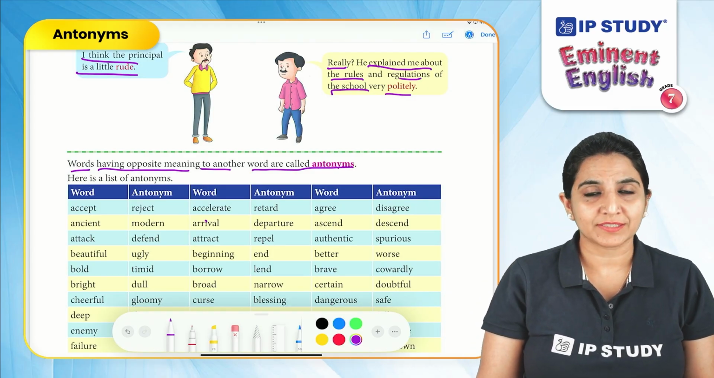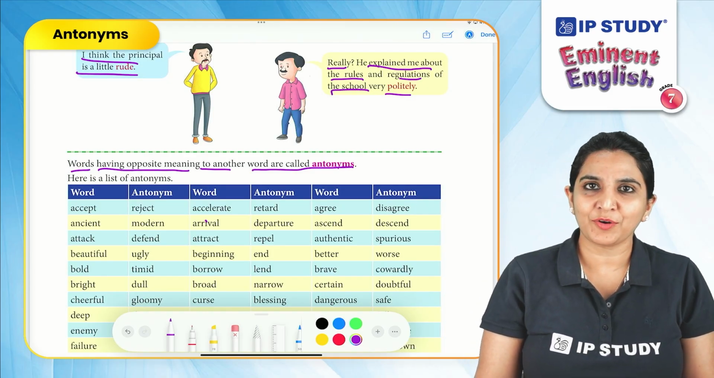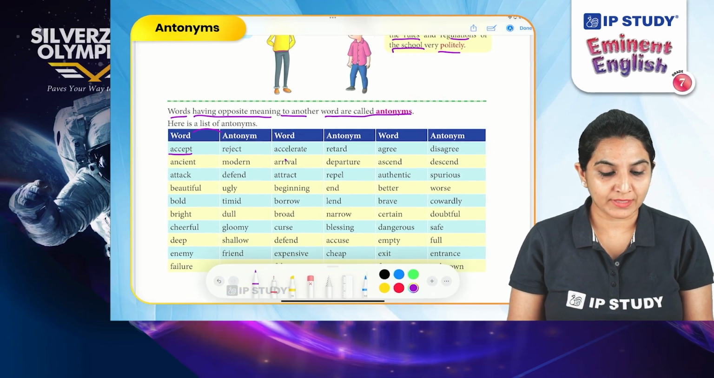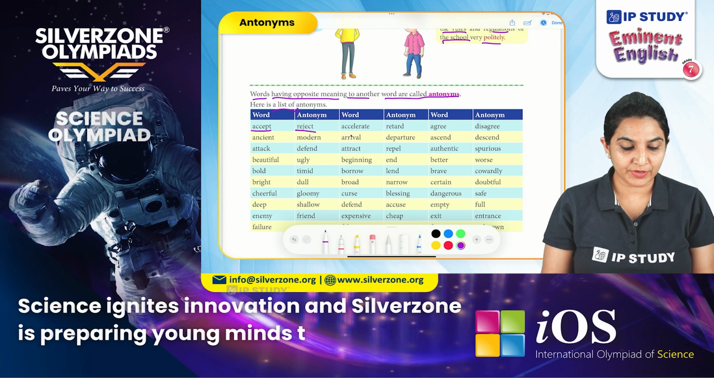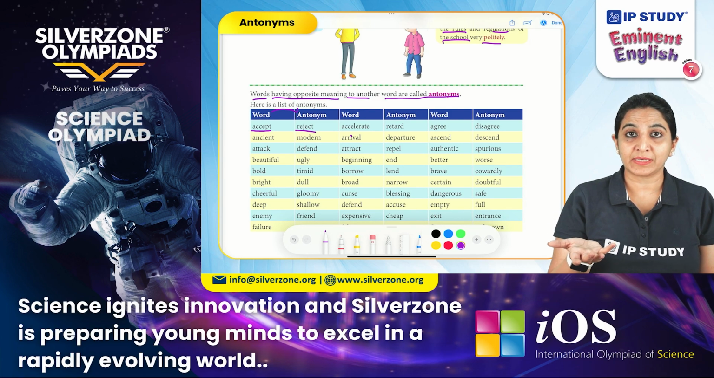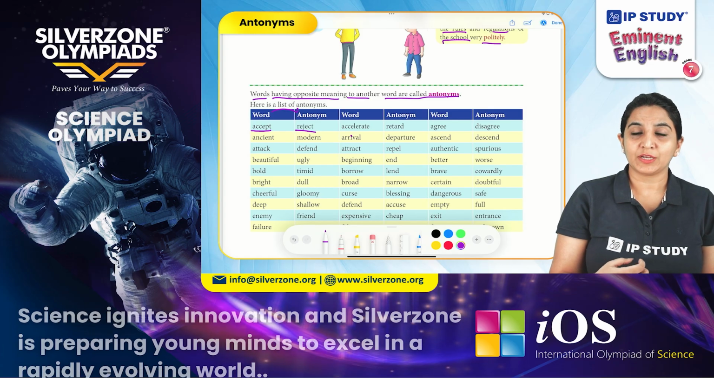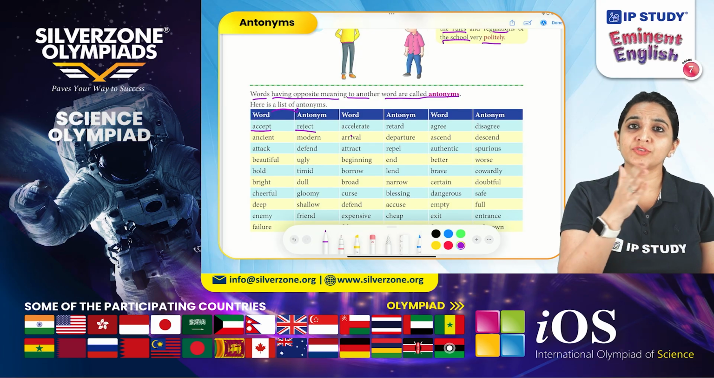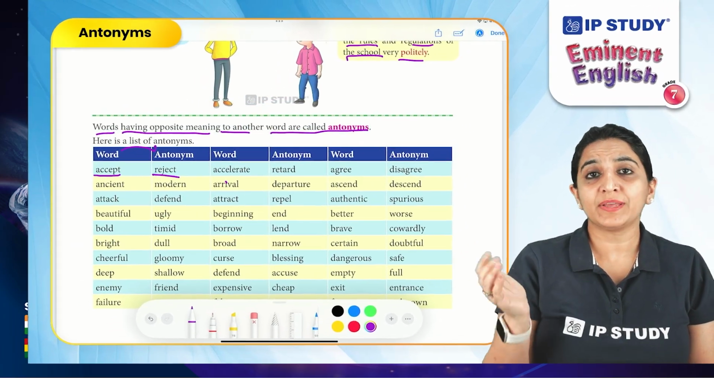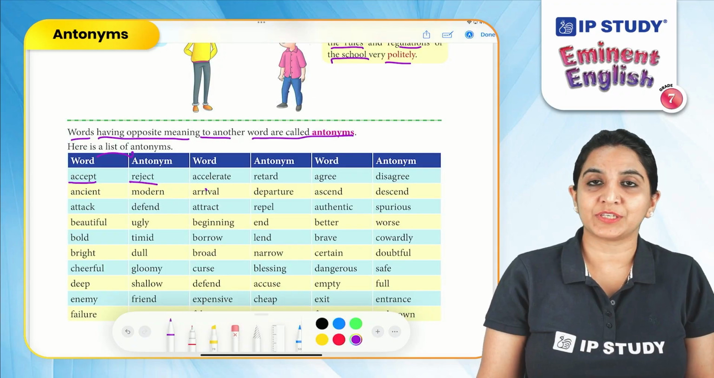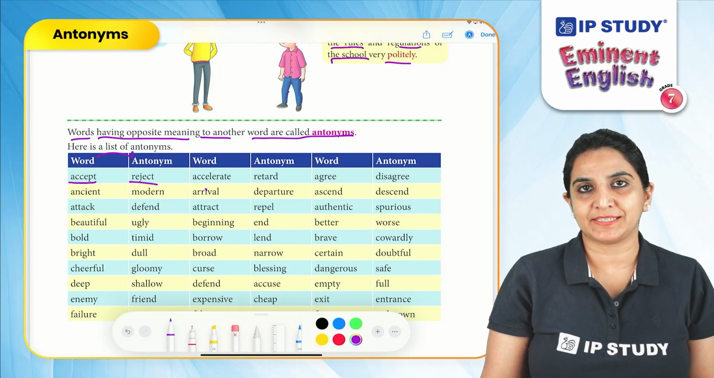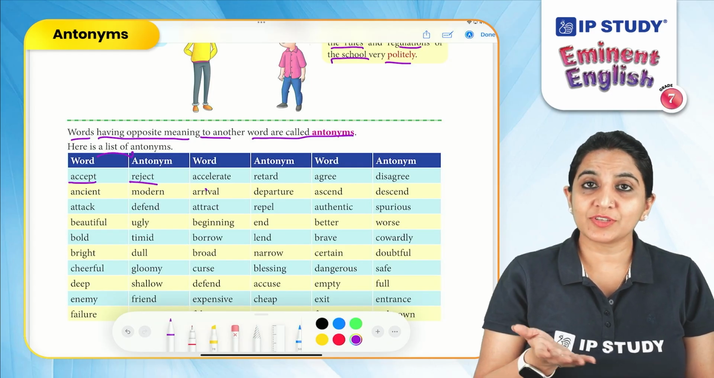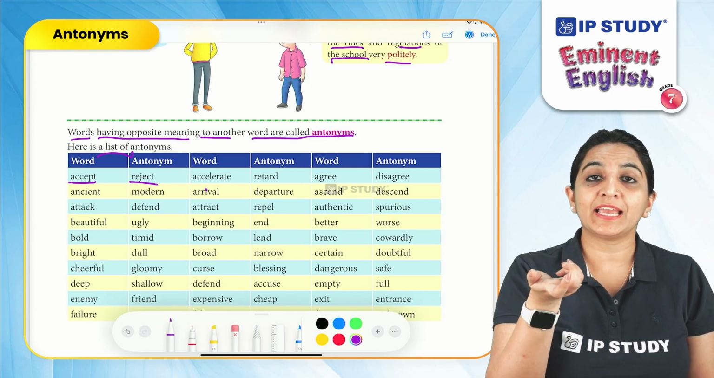Just like hot, the opposite of hot will be cold. Similarly, accept. The opposite or the antonym of accept is reject. Accept means to agree with something, and reject means to refuse. They both are contrasting opinions, right? So we can construct a sentence like, she accepted the offer, but her friend rejected it. Or, her friend rejected the offer, but she accepted it. So this is how you can use antonyms in your sentences.